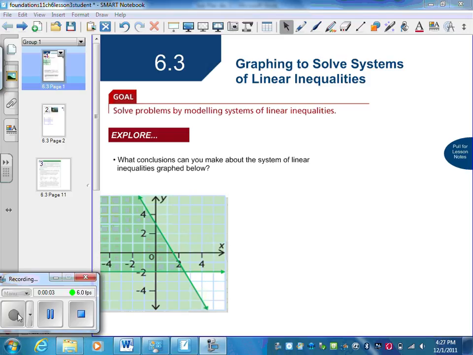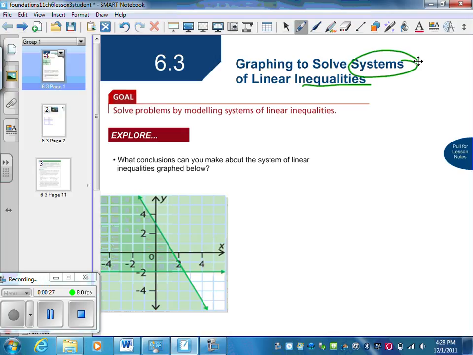Grade 11s, we're doing 6.3, graphing to solve systems of linear inequalities. Systems means more than one inequality. Inequality means we have things like greater than or less than, equal to, things like that. What it asks here is what conclusions can be made about the system of linear inequalities graphed below.